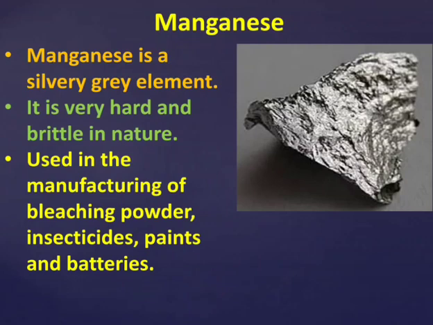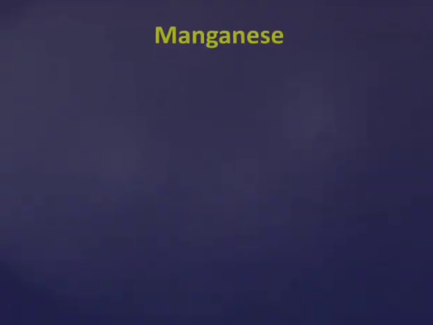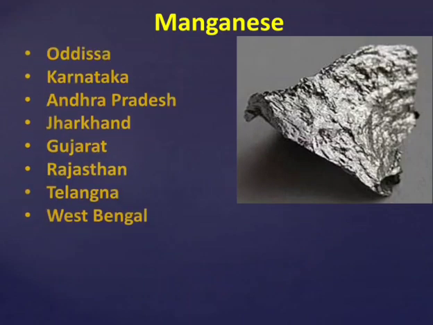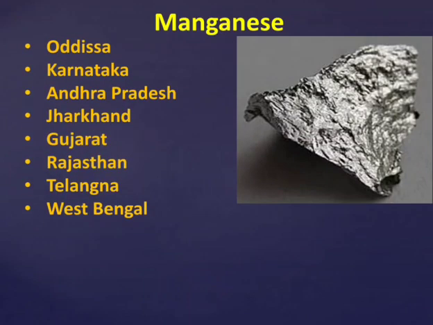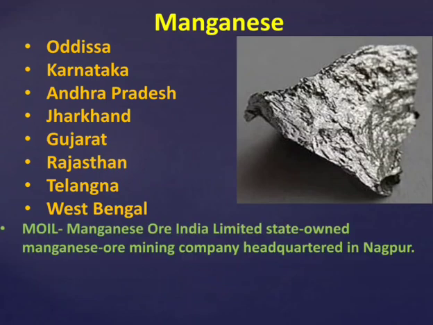India stands 5th in the production of manganese ore, and Odisha is the largest producer of manganese, followed by the states of Karnataka, Andhra Pradesh, Jharkhand, Rajasthan, Gujarat, Telangana and West Bengal. Then next, MOIL. What is the full form of MOIL? Manganese Ore India Limited is responsible for the production and distribution of manganese ore in India.